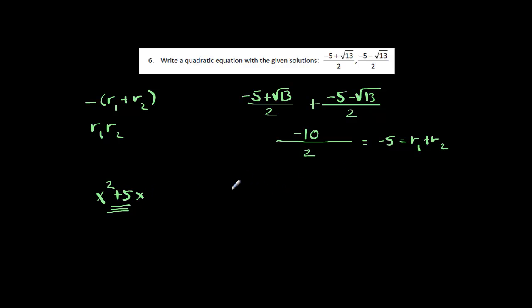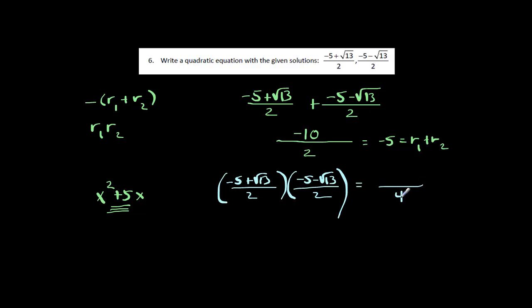Now let's find the product of the roots. So we're going to be multiplying these together. The denominator is going to be 4 because 2 times 2 is 4. The numerator, remember, is f times, well, the first times the first. So negative 5 times negative 5 is 25.